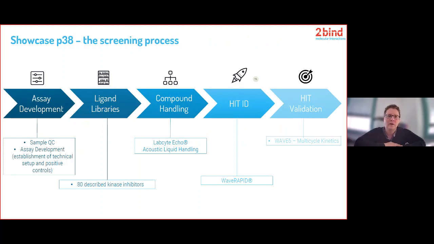How does that process look? First of all, and that's something that we really emphasize, it's very important to QC samples, specifically proteins, upfront. Whatever biophysics method you are applying, QC is essential. Then there's proper assay development. Then we take those compounds and spot them with the LabSite ecosystem, which is also a very great tool for small molecule handling. Then we do a Wave Rapid analysis. And for this showcase, we have also done multi-cycles just to show you how comparable the data are.